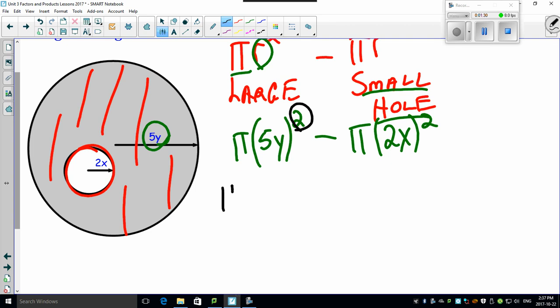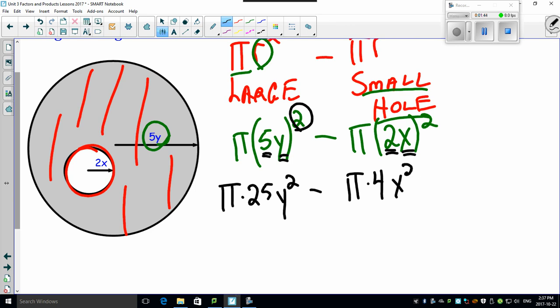So this, in fact, is pi. That is now 25, and that is y squared. Subtract, same thing goes with this. Pi, that has to be squared, which is 4, and that has to be squared, which is x squared.